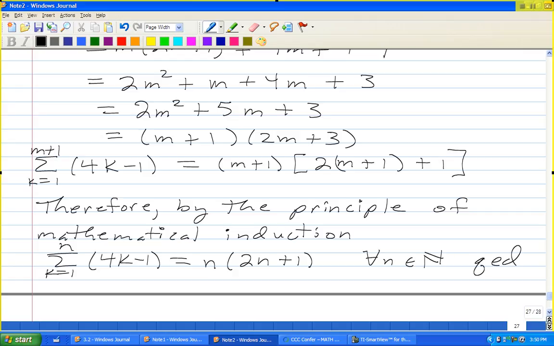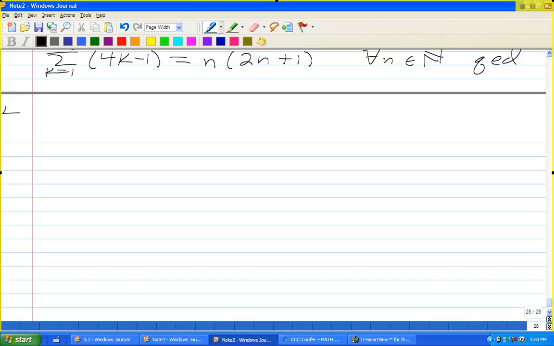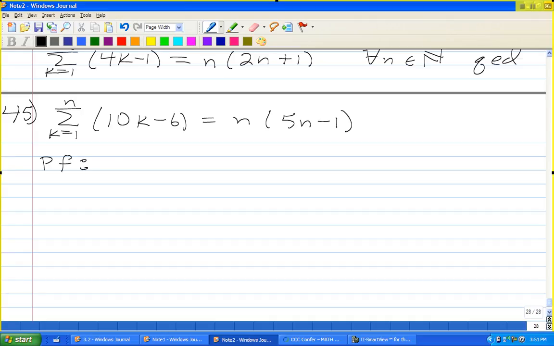Let me do problem number 45. Sum k equaling 1 to n of 10k minus 6. Show that that's equal to n times 5n minus 1. Okay, so let's prove this by induction. So let's do the initial case first.